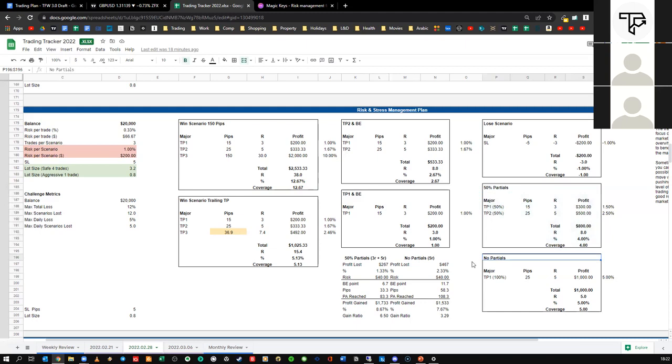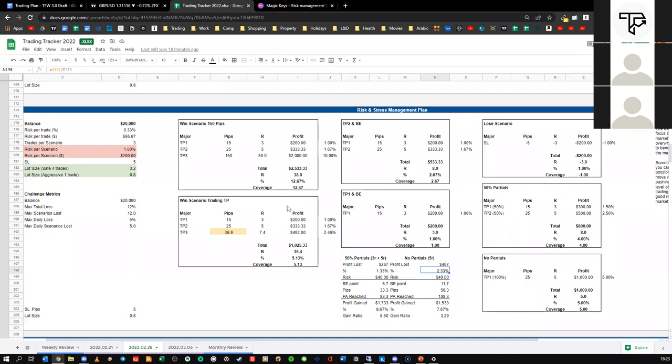If we were to say, let's not take any partials, and I'm just going to hold my trade to 5R, and that's how I operate, that's fine. But if I compared the profit that I could make if I was to do a third, I would be leaving $467 on the table. In percentage terms, that's 2.3%.